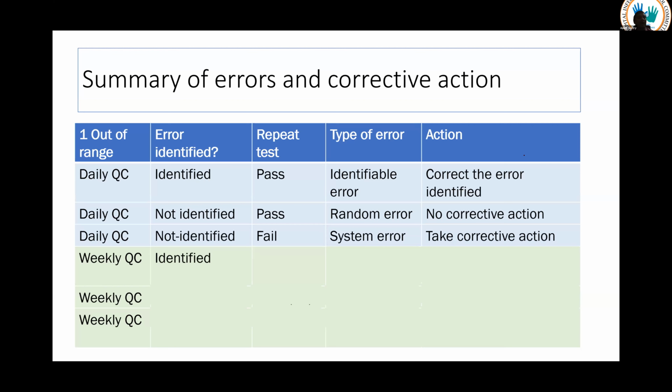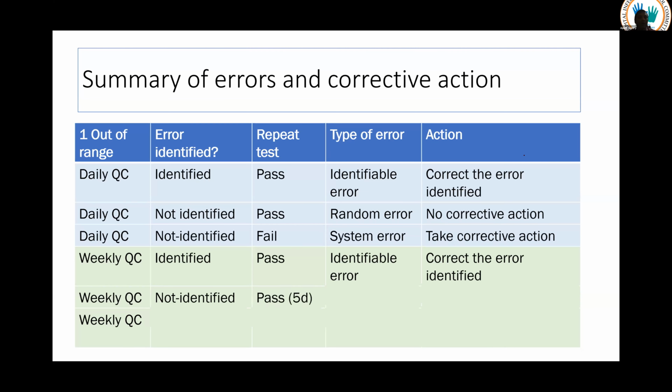Weekly plan is slightly different. If the error is identified, the rule is the same, but if the error is not identified, then you should have 5 pass QC results. You should have 5 pass QC results, then you can call it a random error and no corrective action is to be taken. You can resume back to weekly plan.